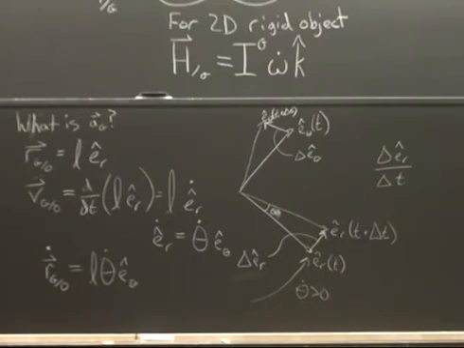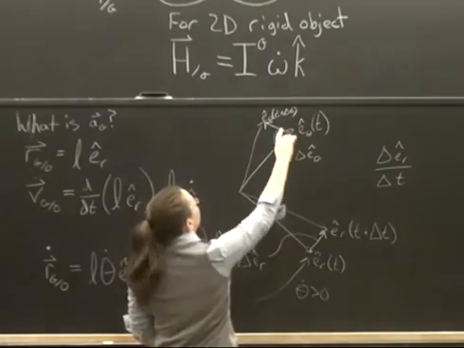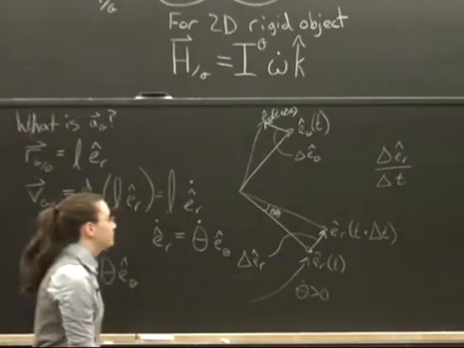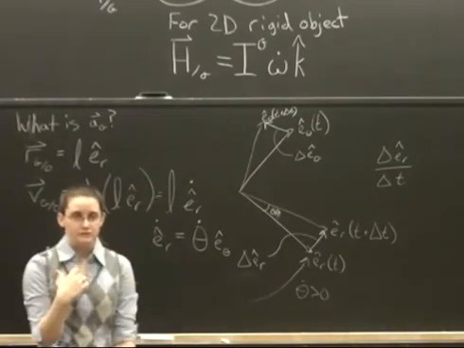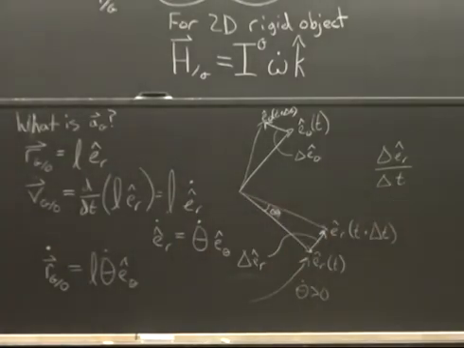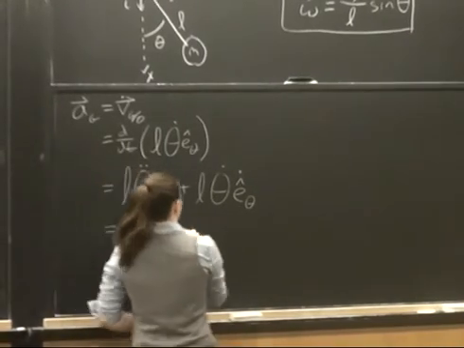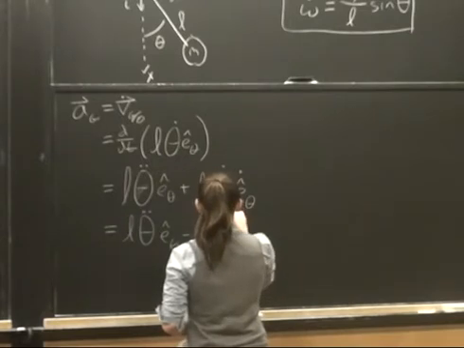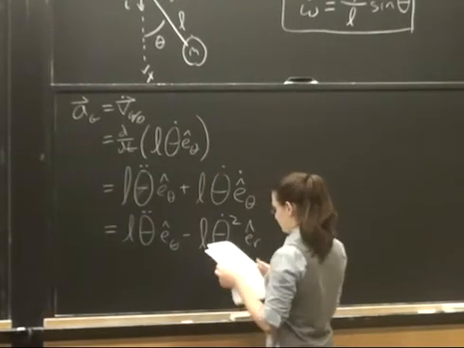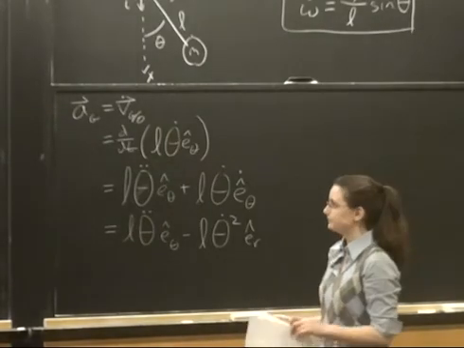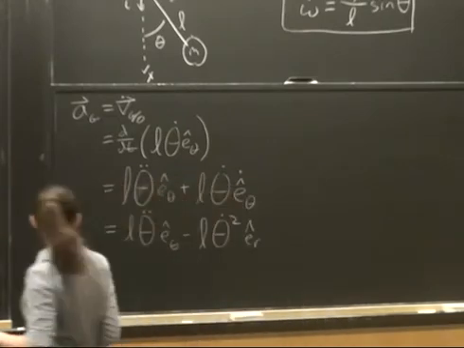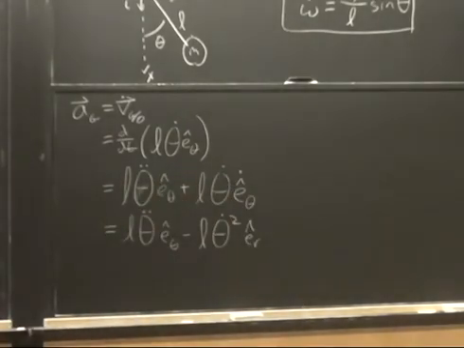Okay, so now we have delta E theta is going to be in the minus ER hat direction. So that gives us, for acceleration, L theta double dot E theta hat minus L theta dot squared ER hat. So now we have what the acceleration of the center of mass is.